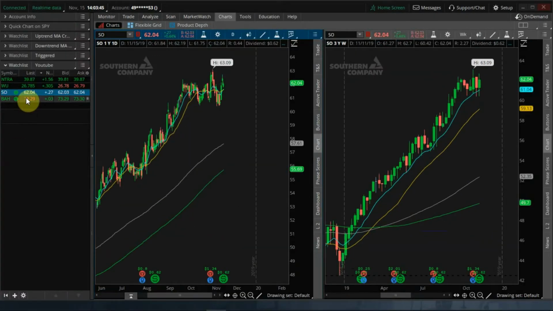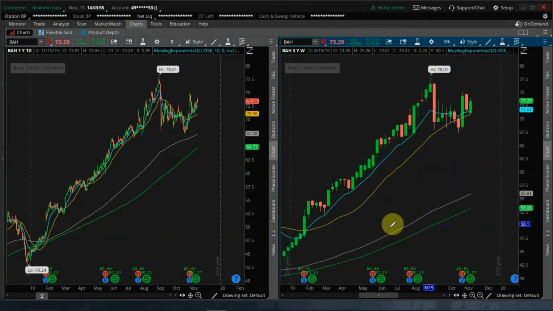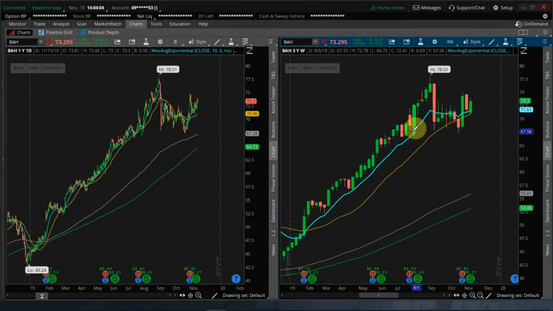Alright, let's move on to the last example I have for you guys. Ticker symbol BAH. Alright, let's go to the weekly. 150 EMA above my 200 SMA, check. Price action making higher highs and higher lows, check. Then I want price action to be above my short-term moving averages, check. Alright, now I move on to my daily. Price action making higher highs, check. 150 is above my 200, check.